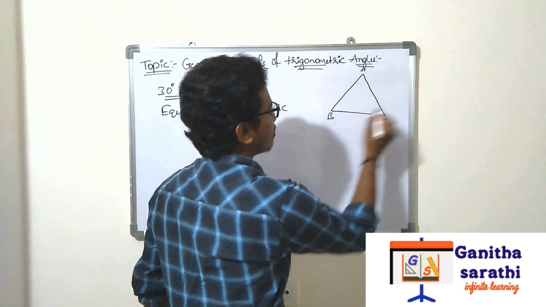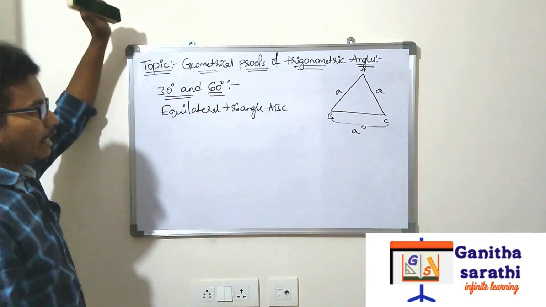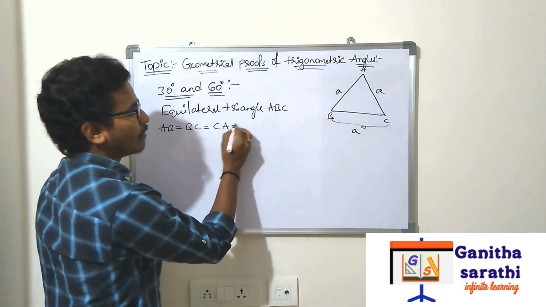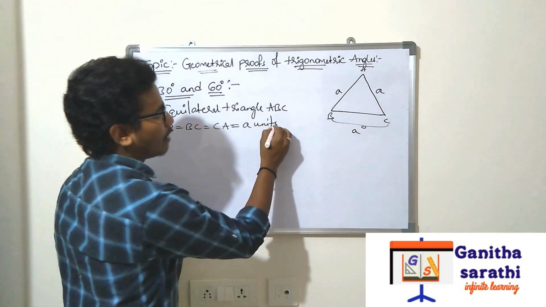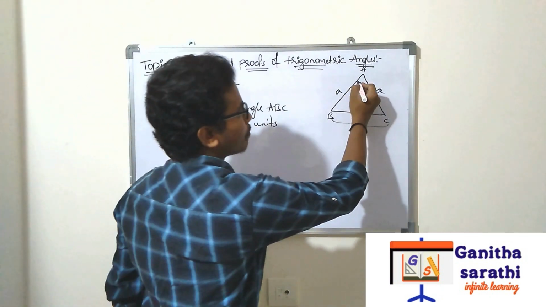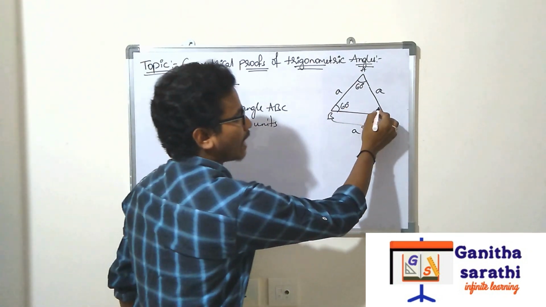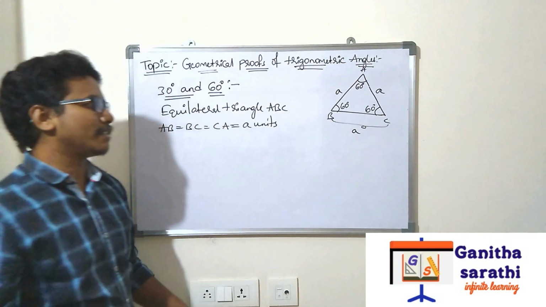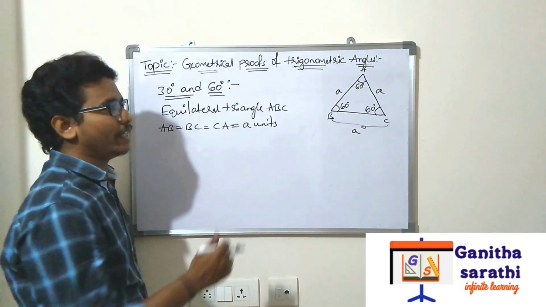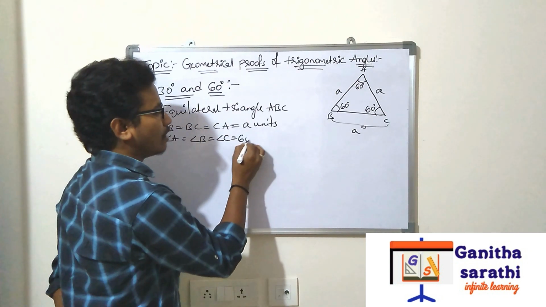Take the sides as A. Equilateral triangle, so what are the sides? AB is equal to BC is equal to CA, take it as A units. If all the sides are equal, then all the angles will also be equal. What are the angles? See, angle A is equal to 60 degrees, angle B is equal to 60 degrees, angle C is also equal to 60 degrees. Why? Because the sum of the three angles of a triangle is equal to 180 degrees.